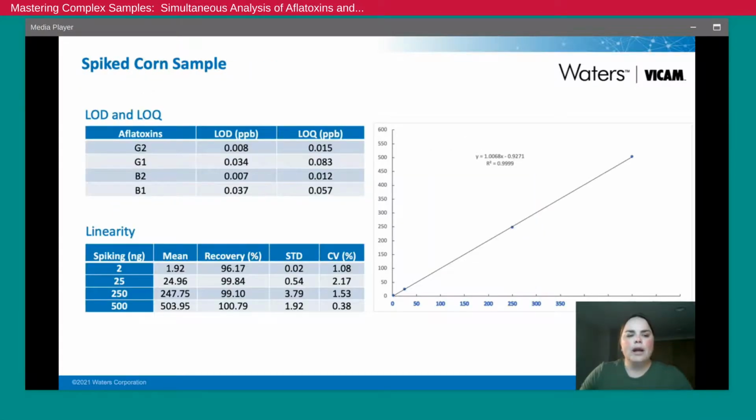Shown here is the linearity and LOD and LOQ for spiked corn samples. As you can see, the LOD and LOQ are within regulatory limits for both the United States and the EU, and the linearity showed recoveries for the 2 nanogram to 500 nanogram from 96% to 100%, along with linearity of an R squared of 0.9999, which is excellent.